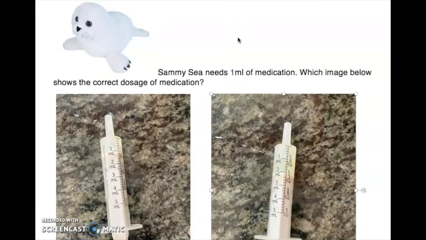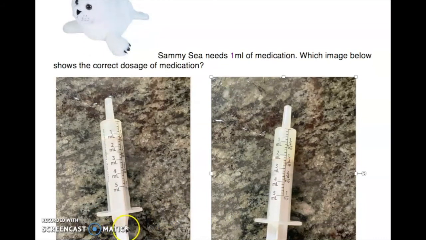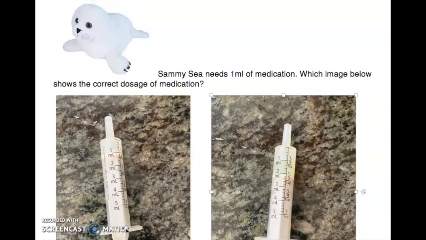Now we have a different way to measure the medication. Instead of a cup, we have these syringes. These are not exactly like shots because they don't have a needle. These can be put into the animal's mouth, and you can use the plunger at the bottom to squirt the medication in. This one is different in how you measure it.